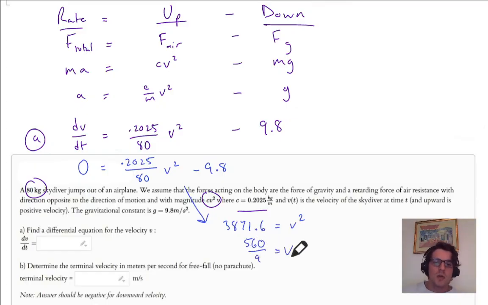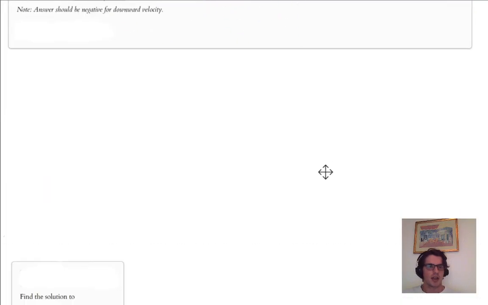Okay, and when we take the square root of something, it is positive or negative, right? Before, because we're thinking about falling towards the Earth, this would be a positive velocity, because an object falling towards the Earth has a downward velocity. And in the last two problems, we assumed the downward velocity to be positive. But here we need to be careful because we've switched it. So up is positive, down is negative. So this would be negative 560 over 9. Okay, I think we're about done.